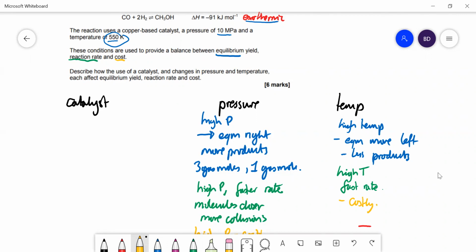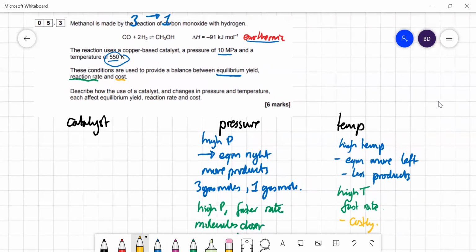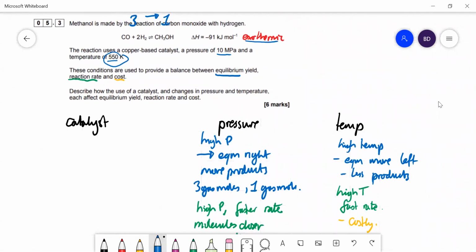Right, let's think about the catalyst now. So they do use a catalyst. Does that do anything to the position of equilibrium? No effect, of course, on the position of equilibrium. What does it do to the rate? It makes the rate faster, which is good. It's going to get to equilibrium position faster.